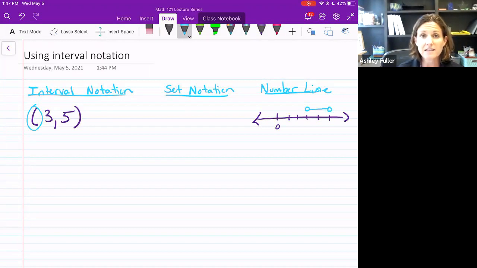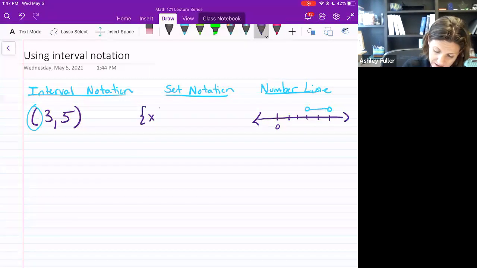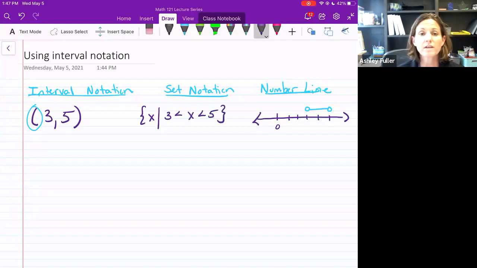And that allows us to then translate into the set builder notation, which is written as the set of all x such that 3 is less than x is less than 5. Notice when the dots are open, which means there are parentheses, there is no equal to line underneath the inequality.